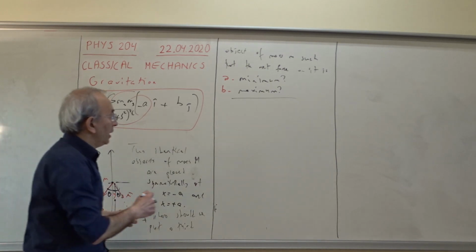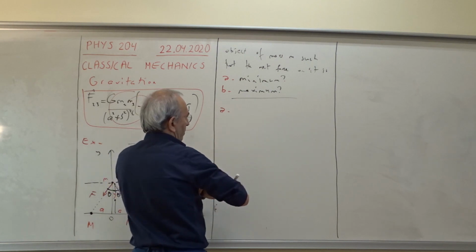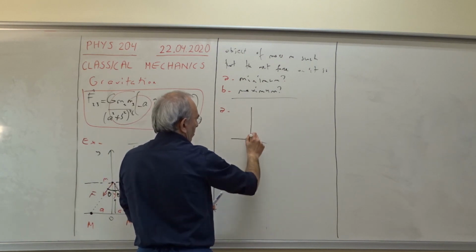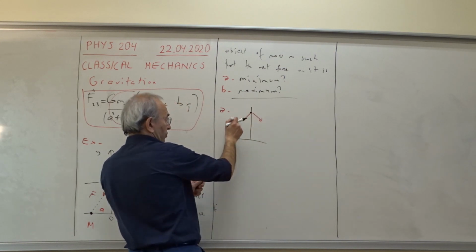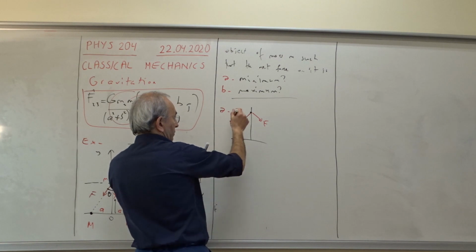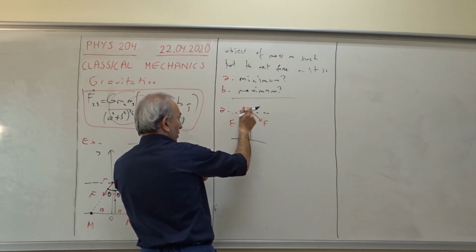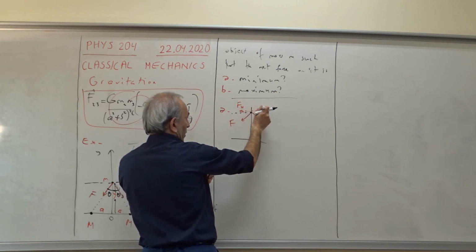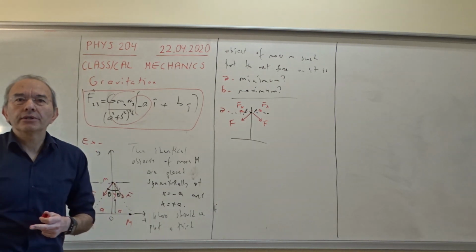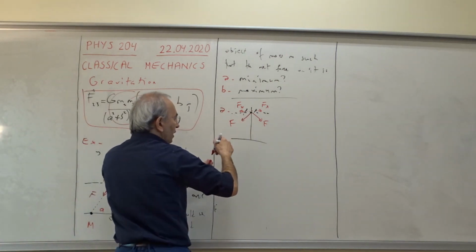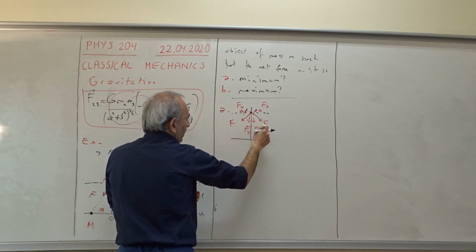Let me draw the picture again, this part. So these are the forces, and this one Fx, that one Fx, and they cancel each other because of symmetry. But vertically, they have to be added. These are Fy and Fy.